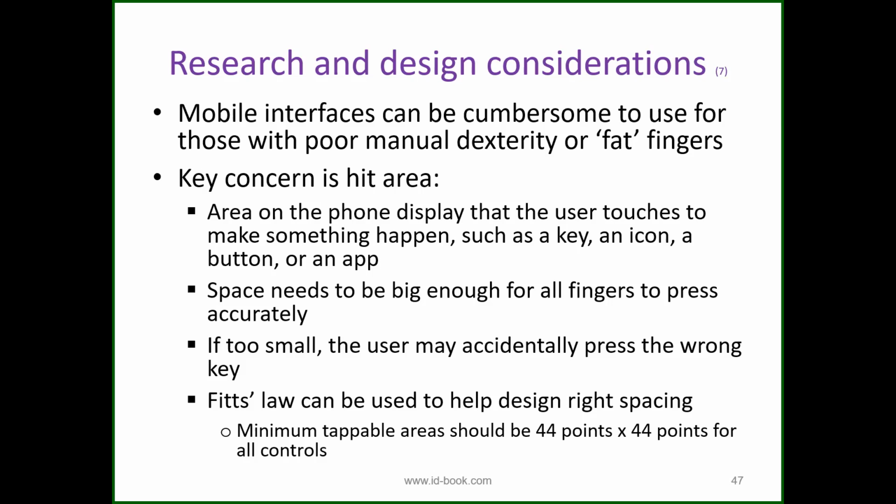A key concern is the hit area. The place where we touch the screen is called the hit area. This is the concern, right? It is the area on the phone display that the user touches to make something happen, such as a key, an icon, a button, or an app. Space needs to be big enough for all fingers to press the letters properly. If too small, the user may accidentally press a wrong key, and this will be very difficult if you are trying to write the password for your email or banking application, and every time it goes wrong because you're trying to press, for example, the letter A and S gets typed.